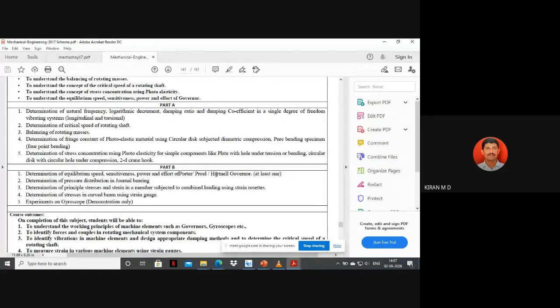In Part A, you have the vibrational experiment, the photoelastic experiment, and balancing. In Part B, you have the bearing, then strain gauge, strain rosette experiments, and the gyroscope and governor experiments. Is it clear?